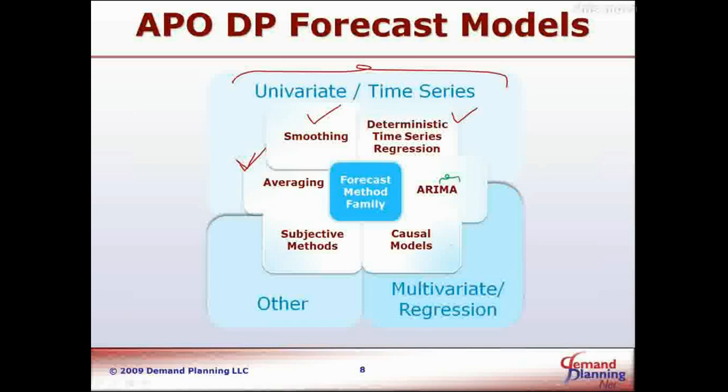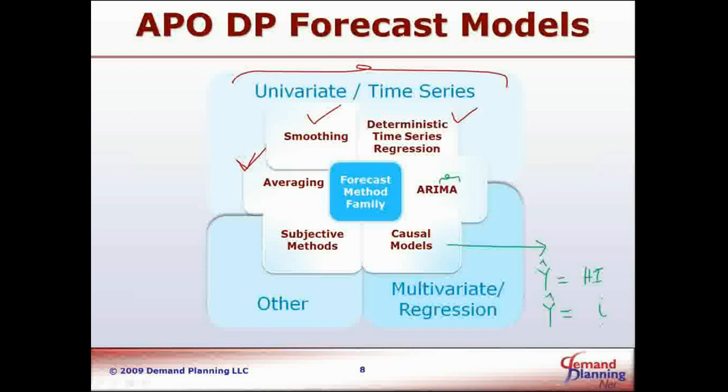You can also use deterministic time series regressions, and this is available in APO also. It's called the time trend models. And you can also use ARIMA models. ARIMA models are a more advanced variety of statistical models, autoregressive integrated moving average models, that are dynamic, more powerful models. The exponential smoothing models only exploit the moving average component, whereas the ARIMA models exploit both the autoregressive and the moving average component.